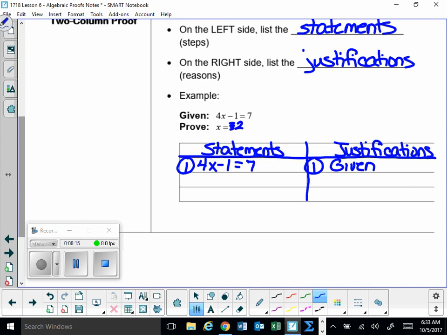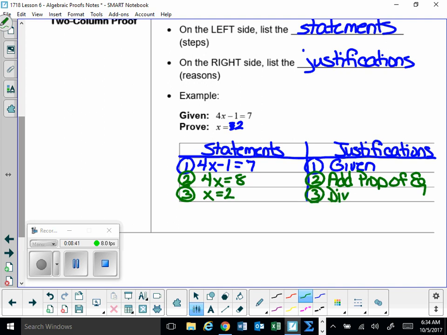So what is our first step in solving this equation? Add 1 to both sides. So 4x equals 8. And adding 1 to both sides is the addition property of equality. The next step, divide by 4. So x equals 2. And that's the division property of equality.